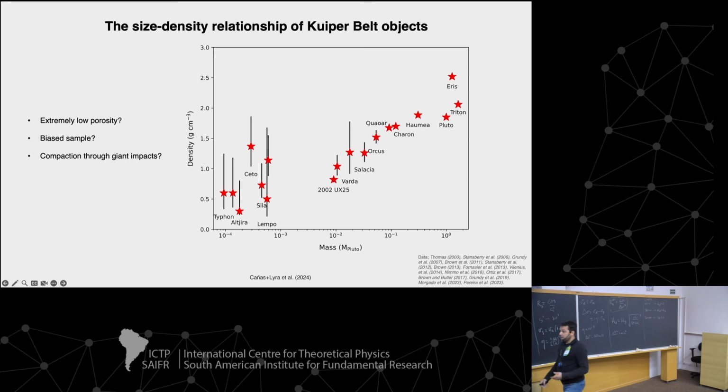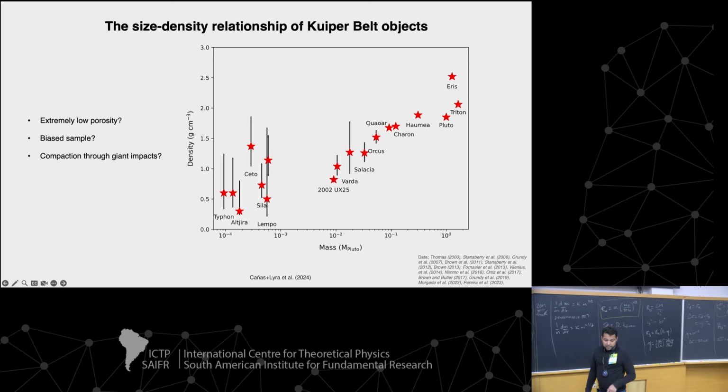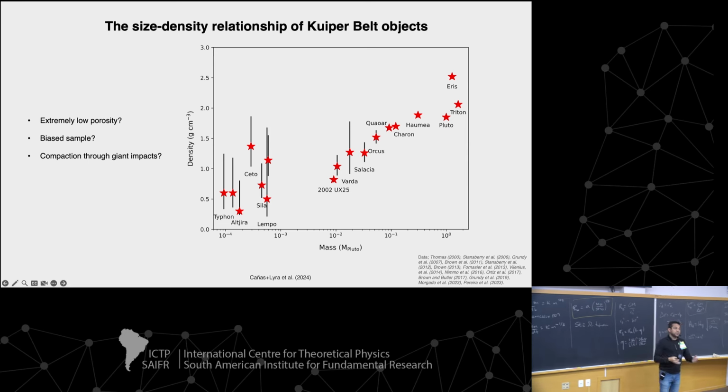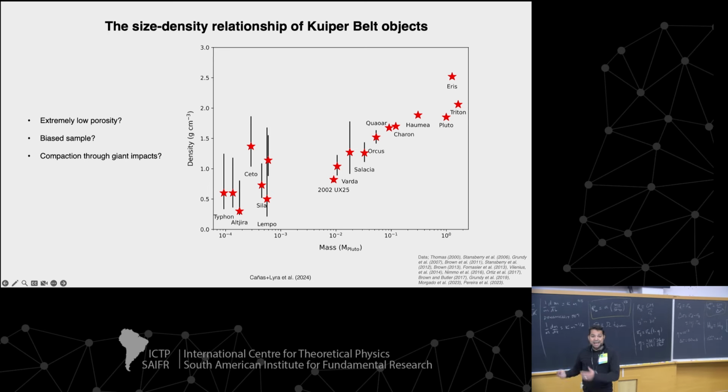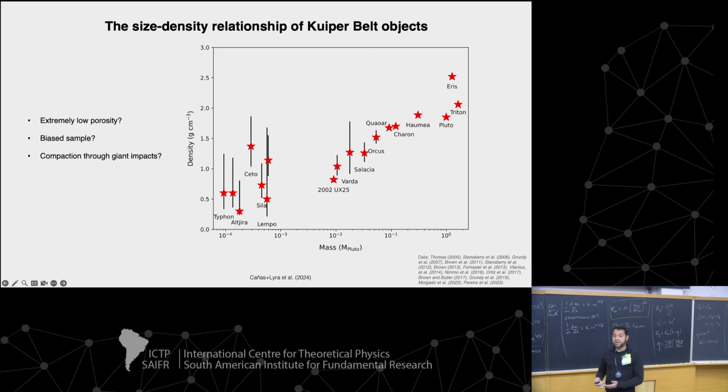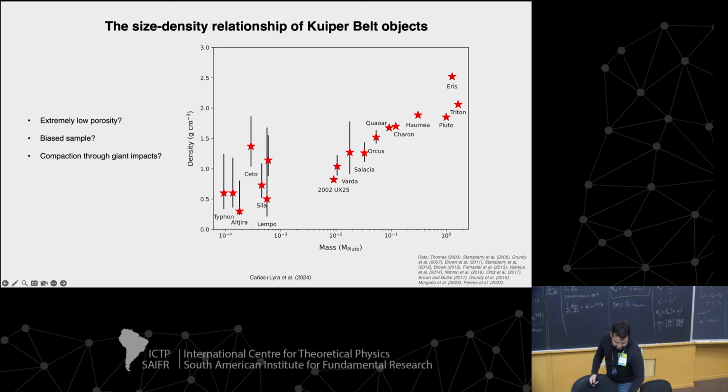That's also implausible. And then maybe these objects here are more compact because they had giant impacts, and these impacts will compactify them. But again, it is difficult to imagine that every single one of these would have giant impacts and none of these would. So these 3 possibilities are implausible.